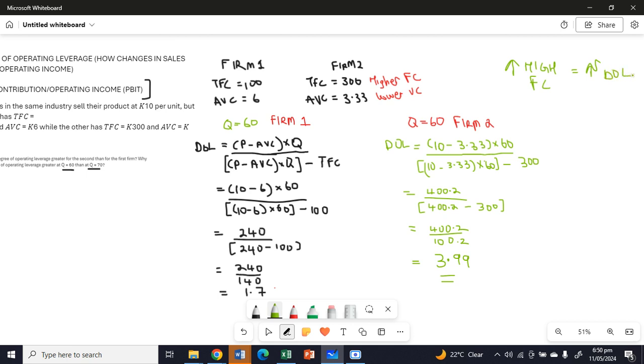Anytime you're calculating the degree of operating leverage for any firm, if you see it has a high degree of operating leverage, you should know that in that firm's cost structure there are high fixed costs. The fixed costs are higher than the variable costs. All right. Any questions before we move further?